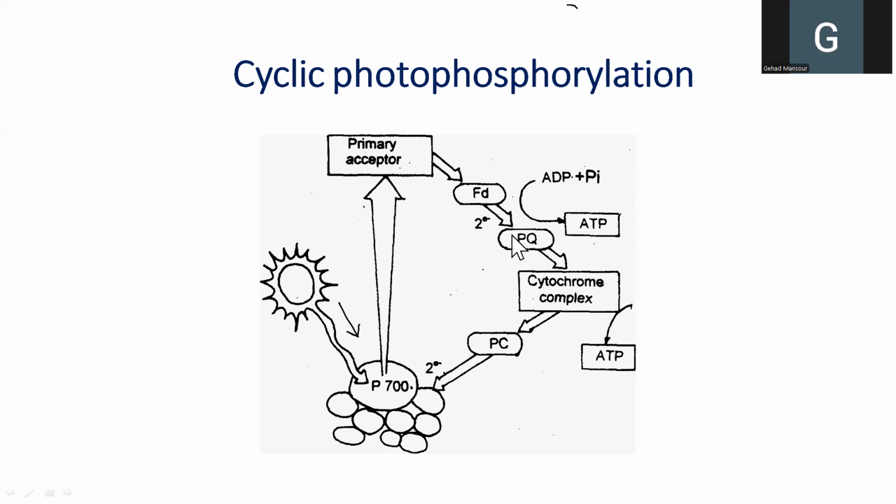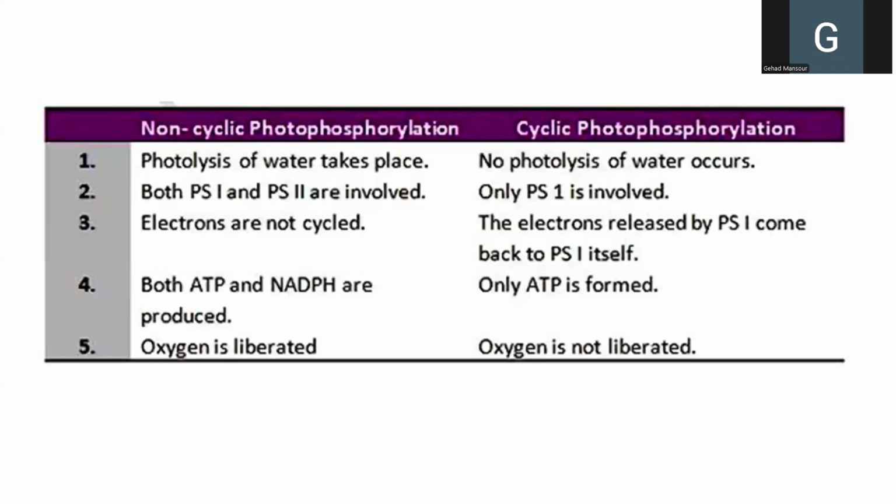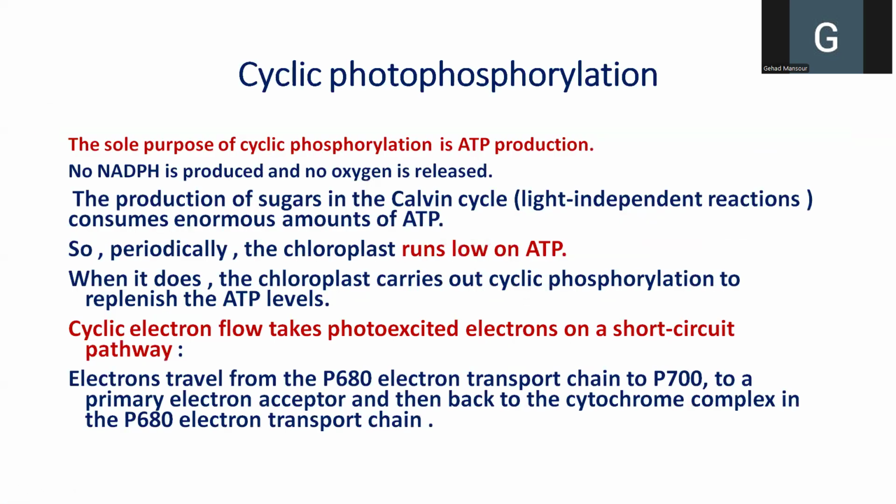So what is actually working is the electron transport chain of photosystem 2 that is responsible for ATP formation, whereas the electron transport chain of photosystem 1 that is supposed to form reduced NADP is short-circuited. We bypassed it, so we prevented it from forming reduced NADP, and this is what we're going to read on the slides and see in the comparison in the diagram. But let's first know why cyclic photophosphorylation occurs.